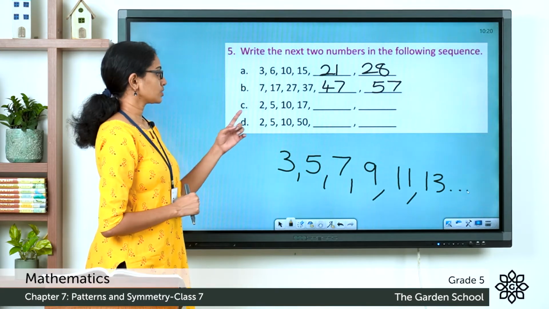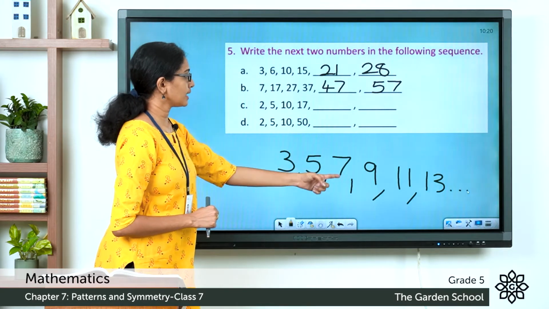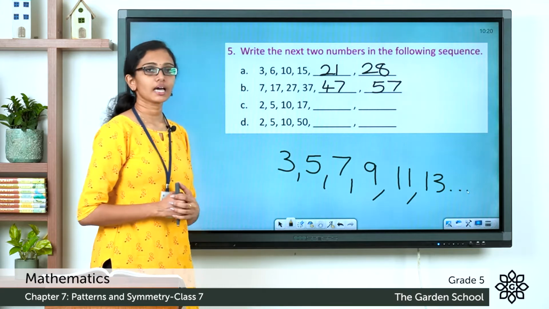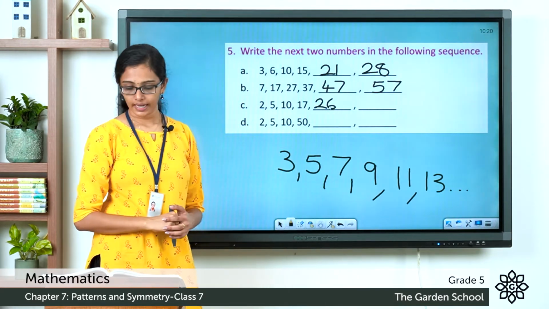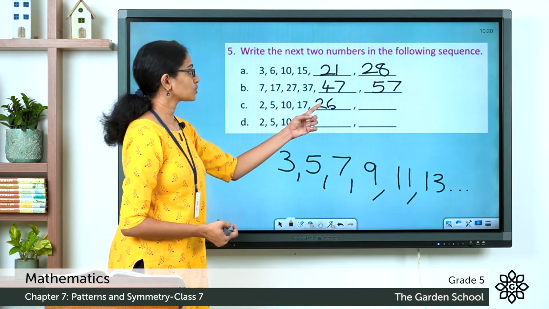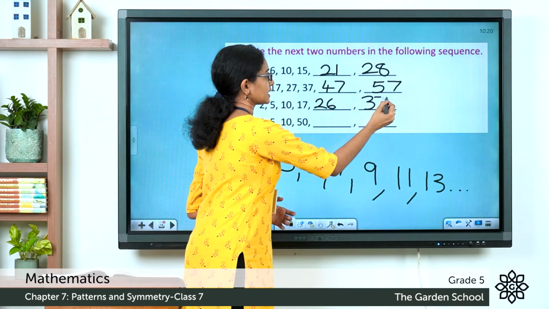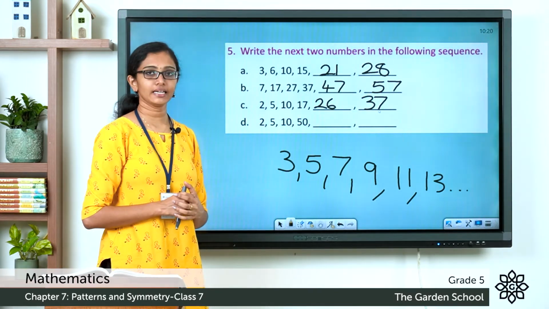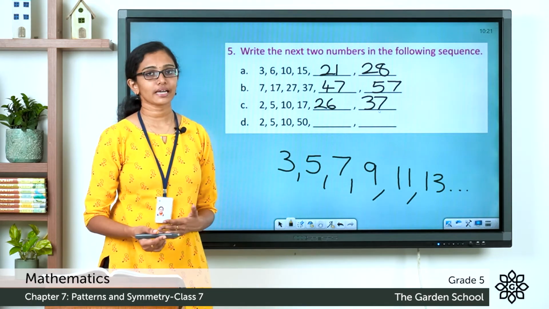Question C. 2 plus 3, 5, 5 plus 5, 10, 10 plus 7, 17. So the next number would be 17 plus 9, which would be equal to 26. And the next number would be 26 plus 11, which is equal to 37. The next number would be 37 plus 13. And the pattern will go on like that. Let's move on to the next question.